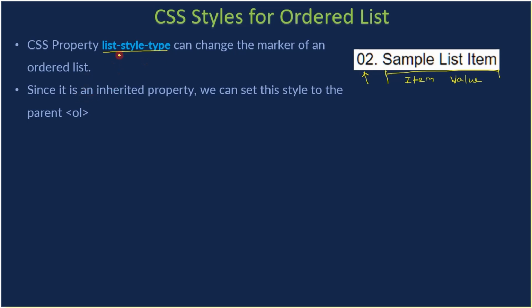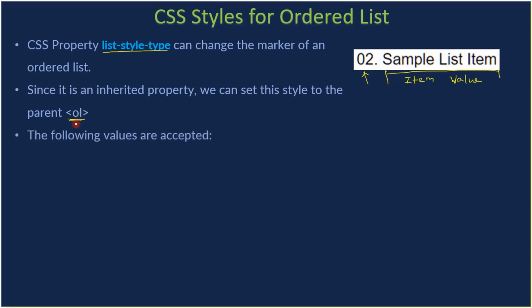Since list-style-type is an inherited property, we can set this style on the parent OL tag. That's what an ordered list is, right? An ordered list is denoted by OL and it may have multiple list items. Once we apply list-style-type to OL, the style rule will be applied to all of the children of this OL element.